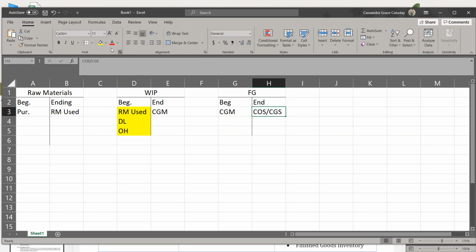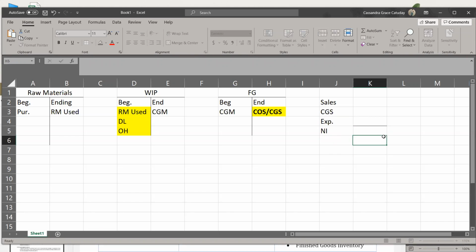So, if we are going to look for the profit, meaning how much is the profit? Of course, we need to know how much is the sales, how much is the cost of goods sold, how much are the expenses, other expenses aside from the cost of goods sold. Then, we can see the net income. How much is the gross profit? Sales minus cost of goods sold. If you include net expenses, that is the net income.